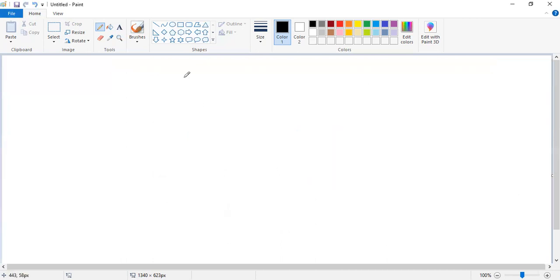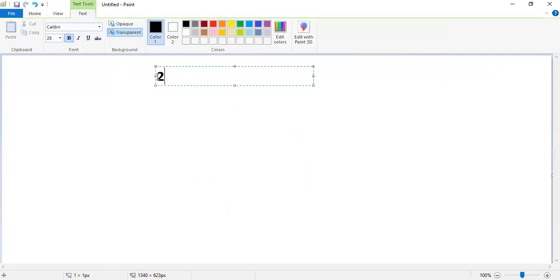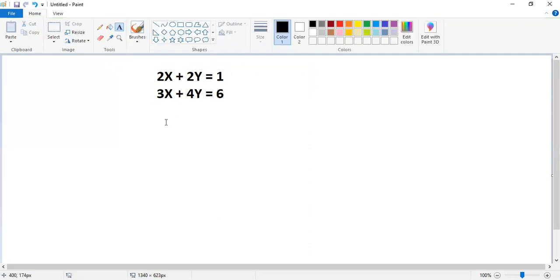So now let's write another equation. Let's say 2x plus 2y is equal to 1. 3x plus 4y is equal to 6. Let's say we have something like this. So what I've said so far, see that the x unknowns are in the same column, the y is also in the same column. Then it means that we are good to go.